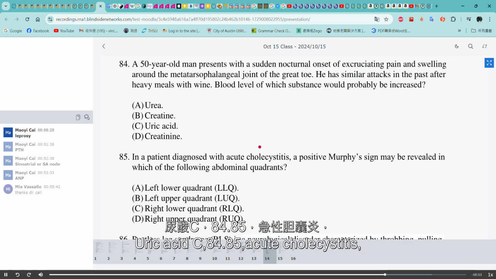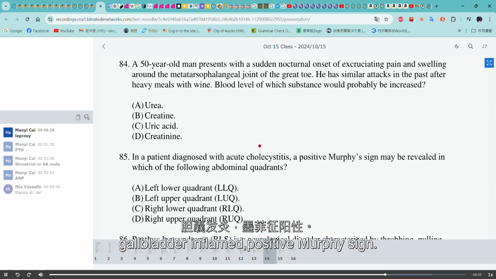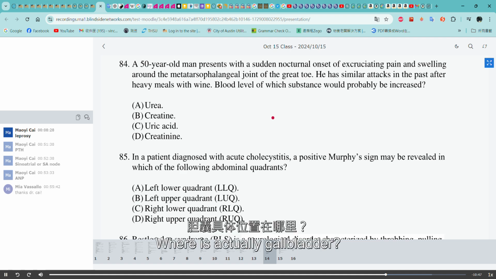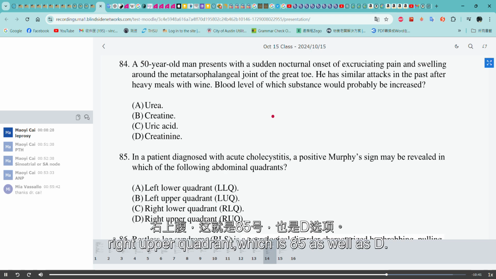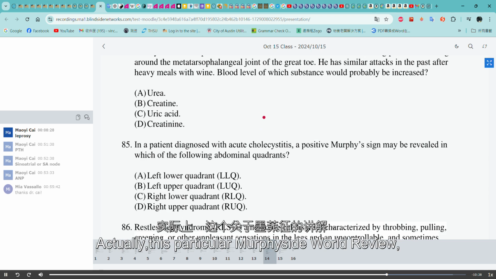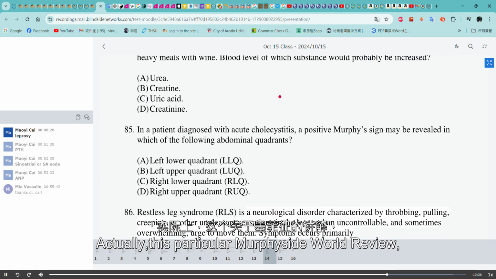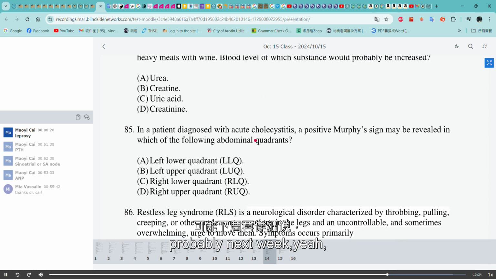85, acute cholecystitis, gallbladder inflamed. Positive Murphy sign. Where is the gallbladder actually? It's the right upper quadrant. So 85 is D. Actually, this particular Murphy sign we'll review probably next week. Yeah, it's D, right upper. That tells you the location.